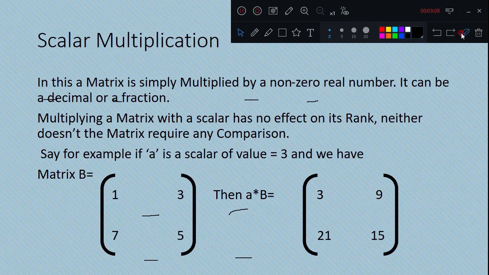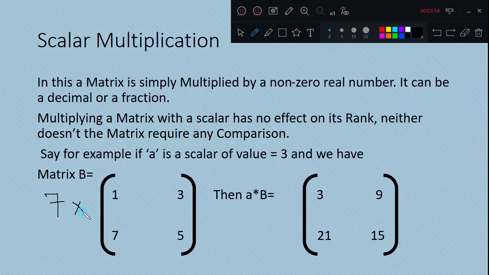Now scalar multiplication. What does scalar multiplication mean? Firstly, you might know what a scalar is. Still, I'll repeat for those who don't know. A scalar is something that just has magnitude and does not have any direction. Now scalar multiplication means multiplying a matrix by some scalar quantity. For example, we have a matrix here, 1 3 7 5, and now I will multiply it by some scalar number, say 7.